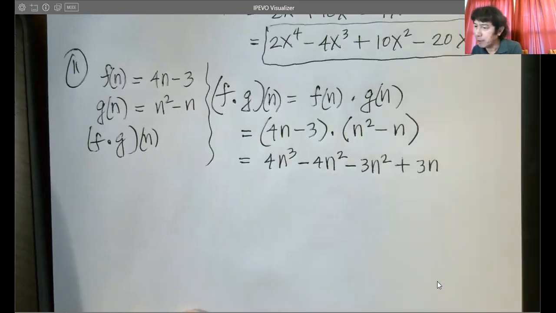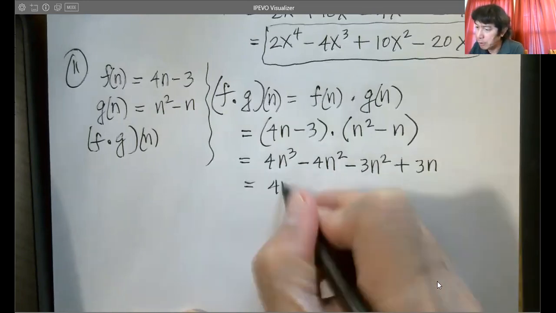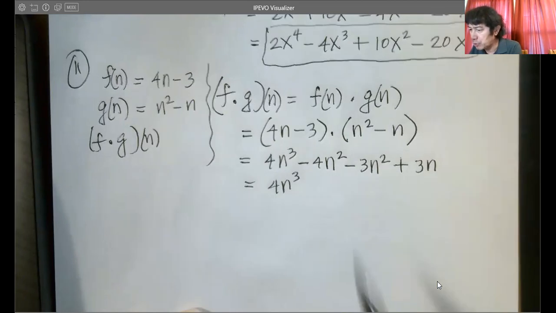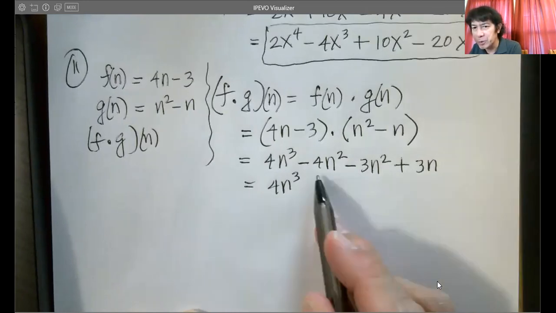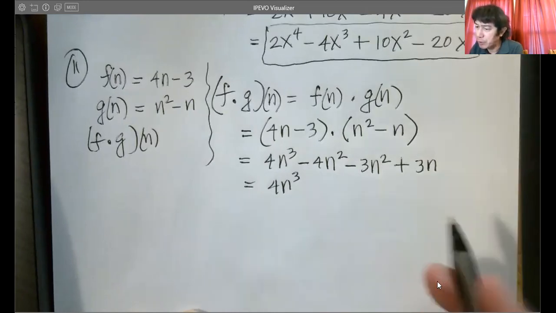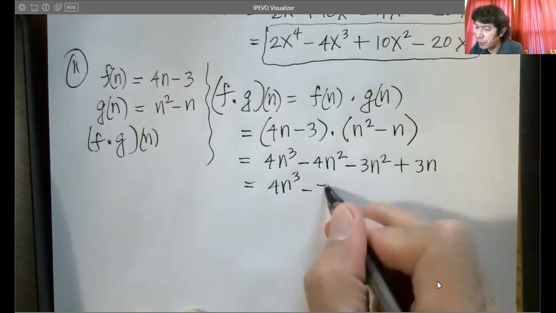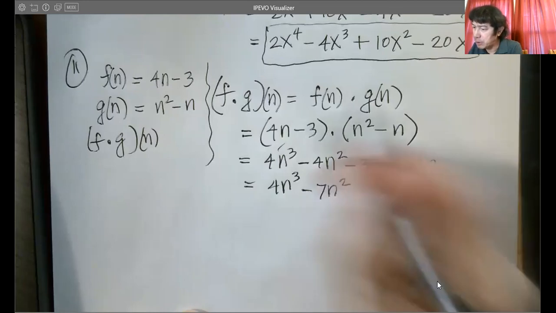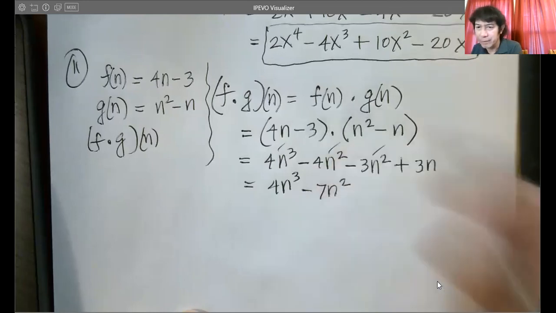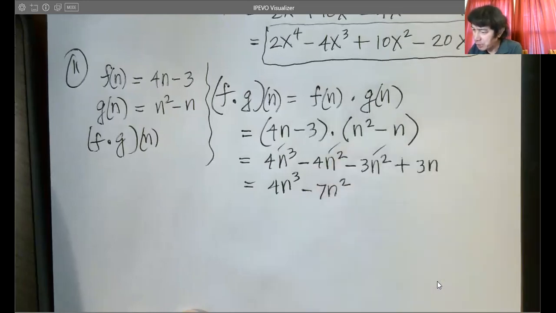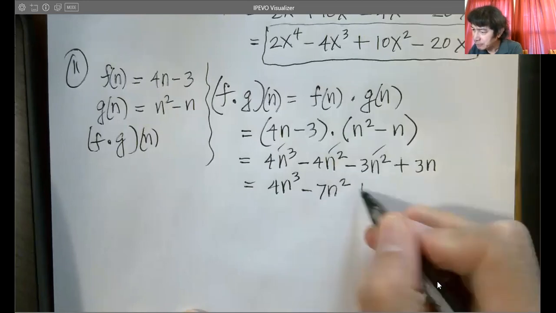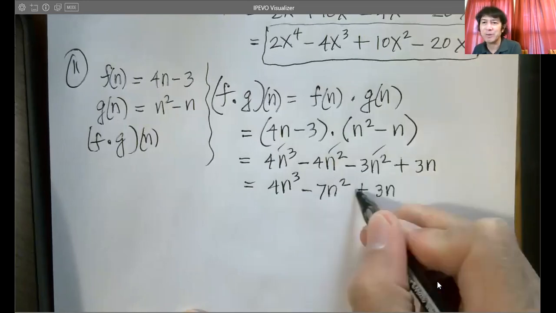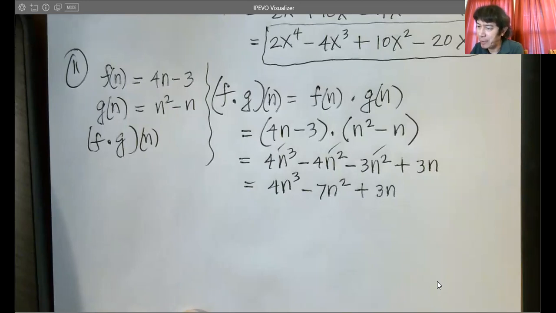There. And so we will just combine like terms. This will be 4n cubed. And these two are like terms. And this will amount to negative 7n squared. So we're done with this and this and this. Just one more. That'll be plus 3n. And that's it. That will be the required product.